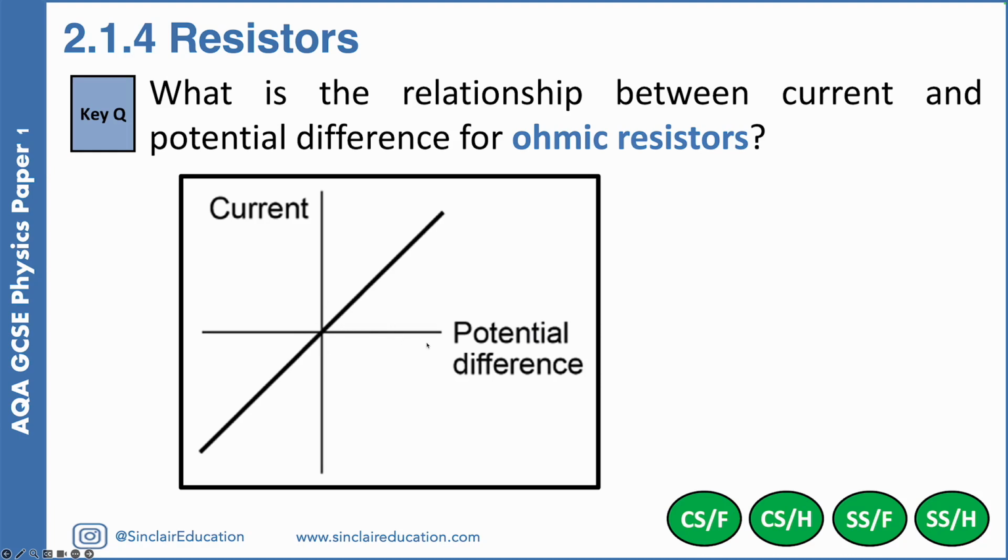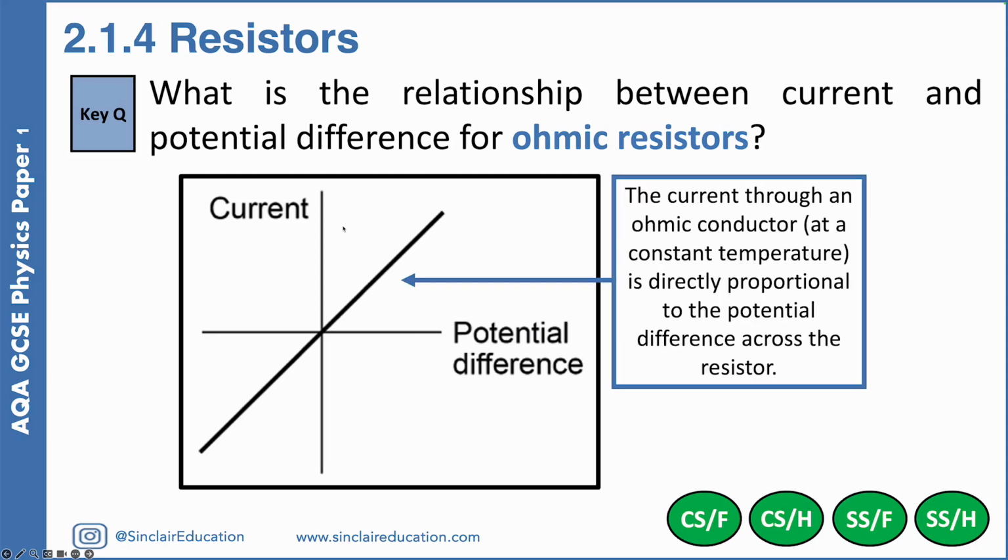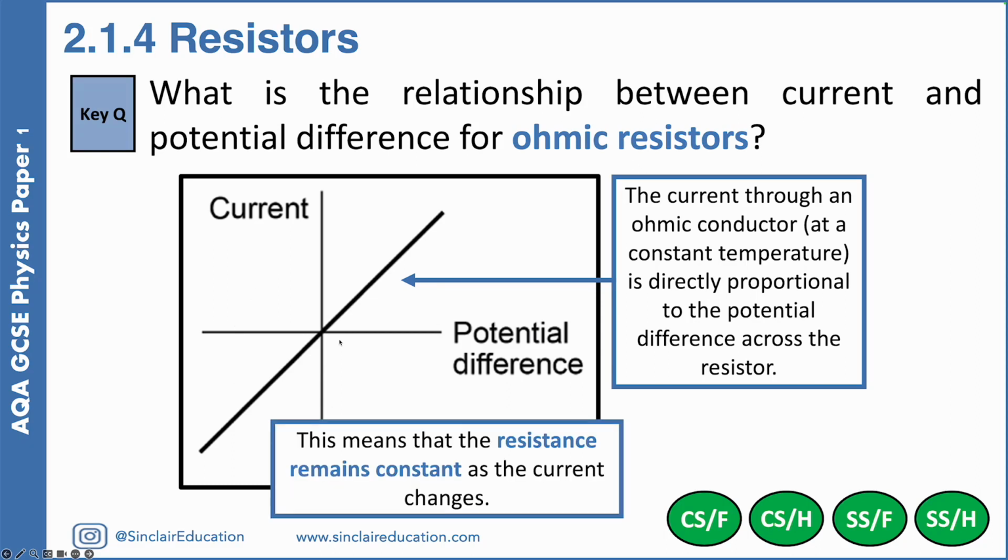So what this means is that if I double potential difference, I'll double my current. So one caveat to this though is this is at a constant temperature. So we do not have this wire getting hotter or colder. This is only a wire with its temperature controlled. So as current changes, the resistance is remaining constant for an ohmic conductor, provided the temperature of the wire isn't changing.